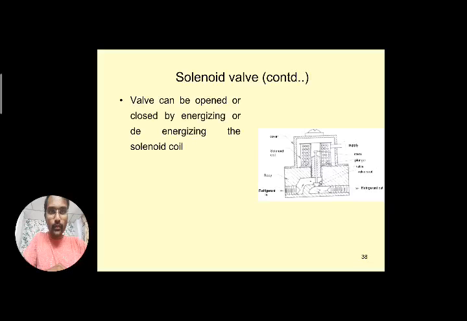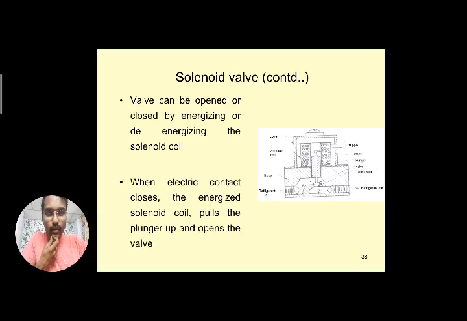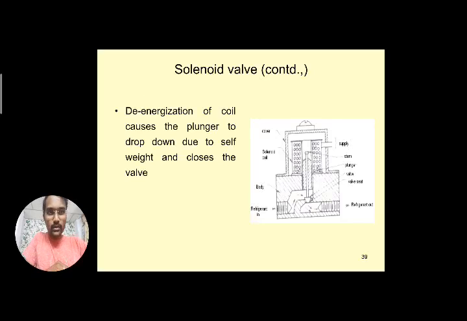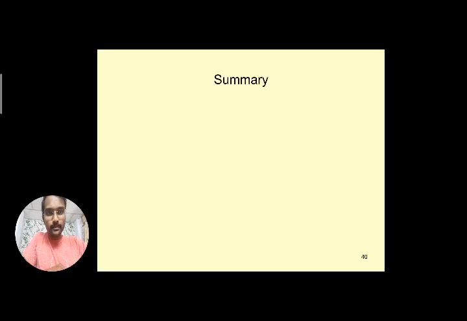Now the valve can be opened or closed by energizing or de-energizing the solenoid coil. I already explained that when the electric contact closes, the energized solenoid coil pulls the plunger up and opens the valve. So when the energy supply is there, the plunger moves upward, the valve gets opened and refrigerant flows into the next component, that is the evaporator. When de-energized, the opposite happens: the plunger drops downwards due to its self weight and closes the valve completely.